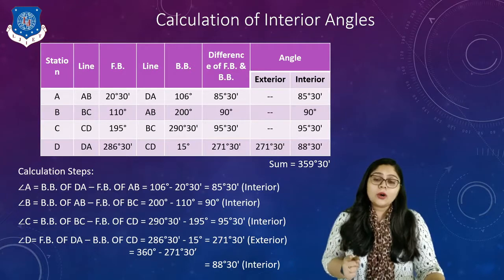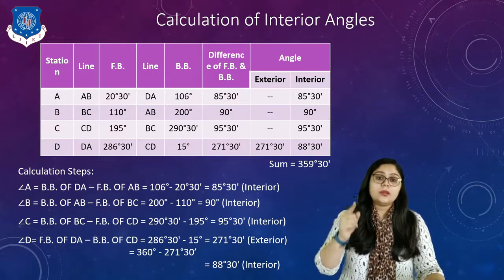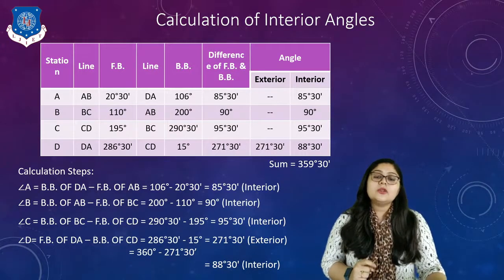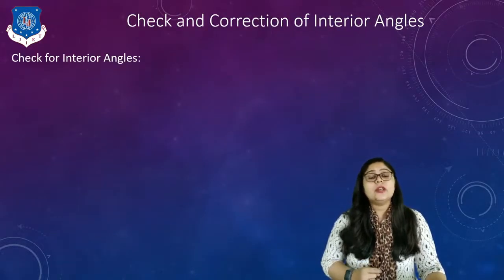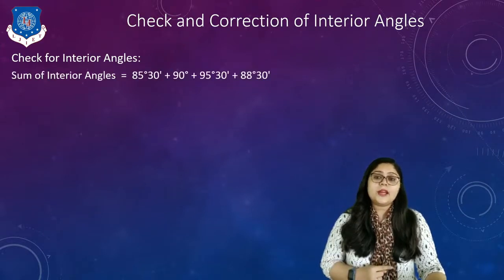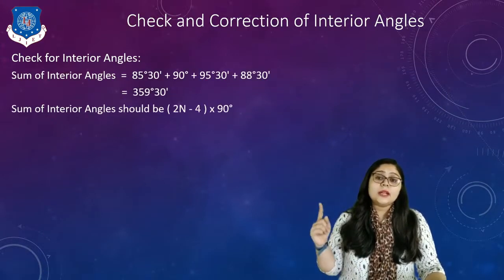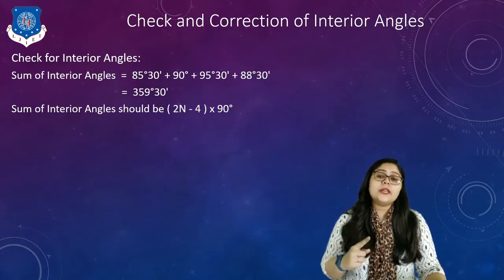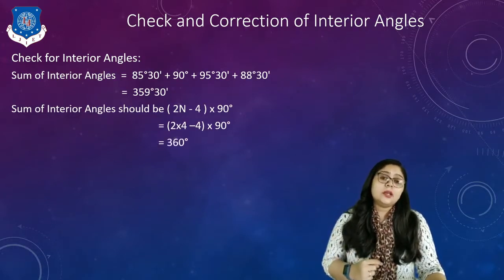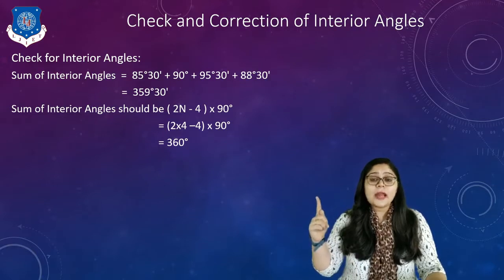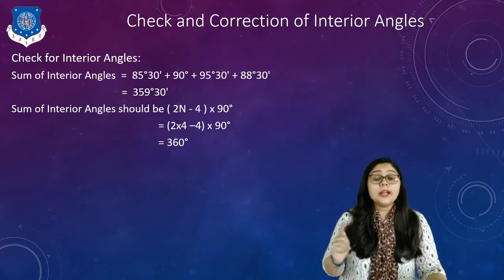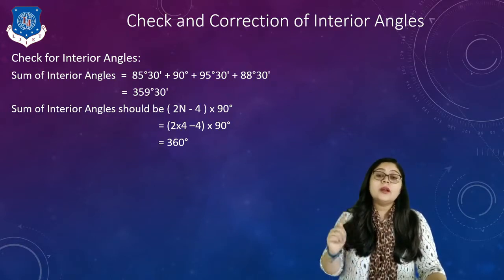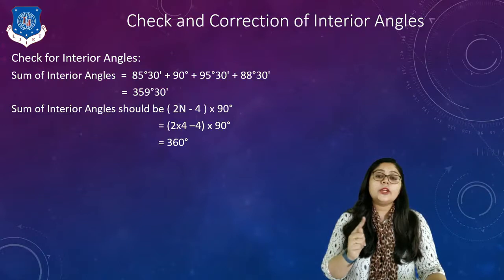Now, whenever you get all the angles, you simply do the summation of all the angles, so that you can calculate its check. For check and correction of interior angle, one equation is there, right? One equation says that 2n minus 4 into 90 should be equal to the sum of interior angles. So here you can see the sum of interior angles that we calculated is 359 degree 30 minute, but it should be 360 degree, because it is always said that 2n minus 4 into 90 is the correct answer. It is the equation for check.